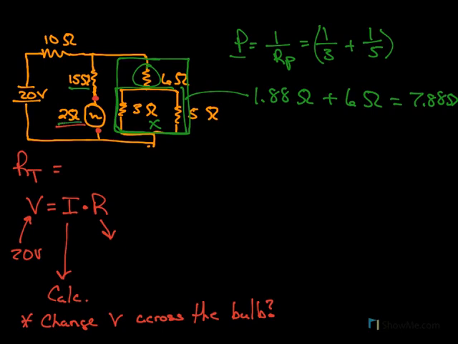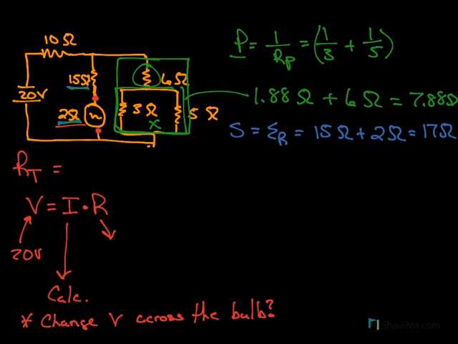If we look over here at this other branch, we have 15 ohms and 2 ohms. Let me change colors here. 15 ohms and 2 ohms. And because it's a series, I know that I'm going to do the sum of the resistances. So I'm going to take 15 ohms plus 2 ohms, and for that I get 17 ohms of resistance.